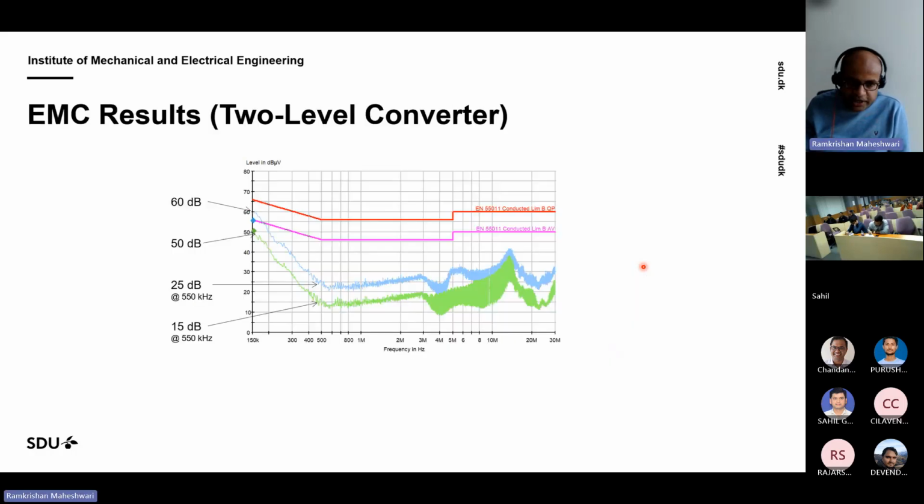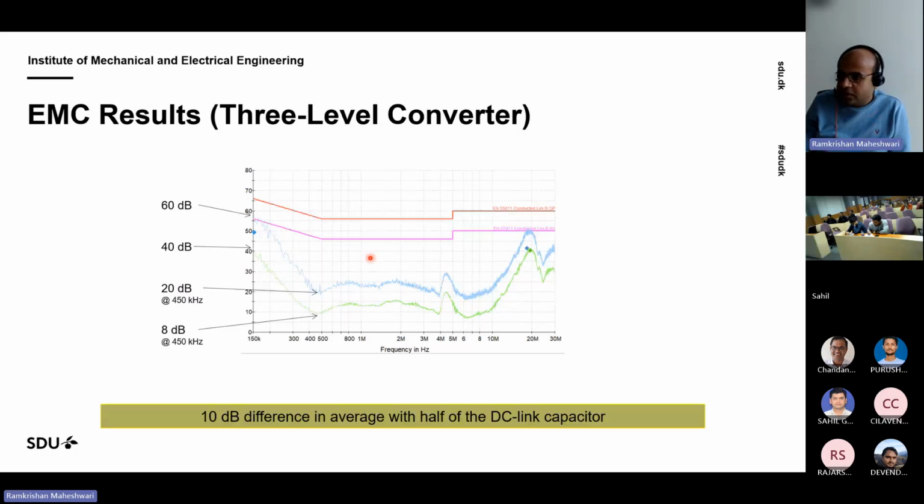Then again, we compared with a small DC link capacitor, 2-level and 3-level case, just to show what the benefit is in EMC results. So 3-level gives better performance.